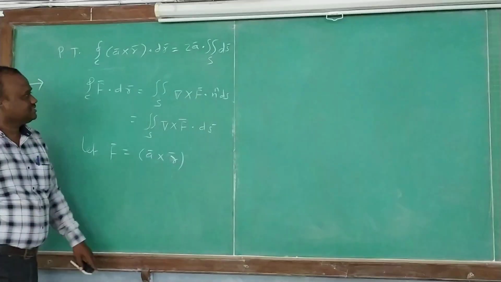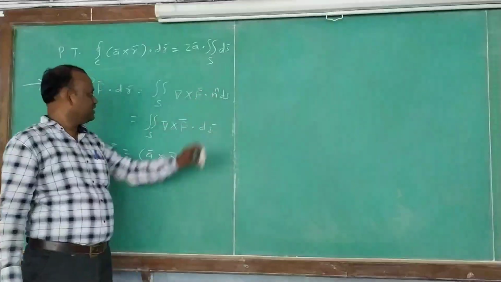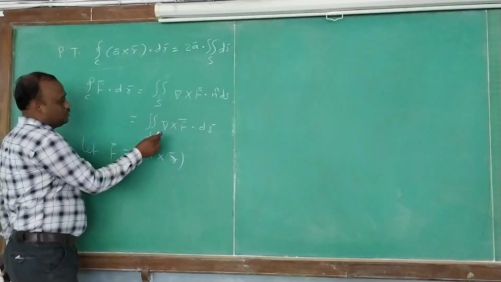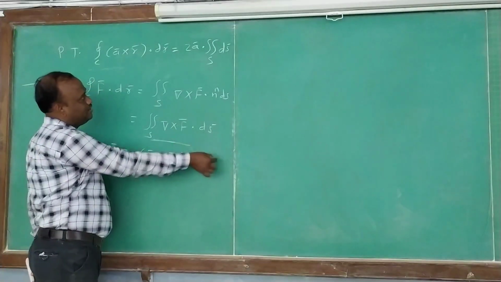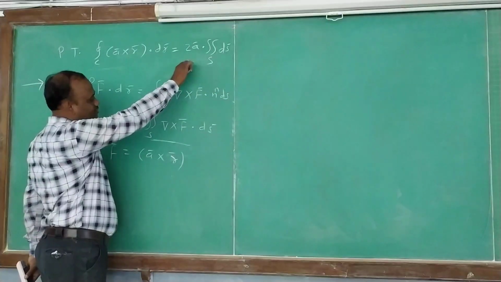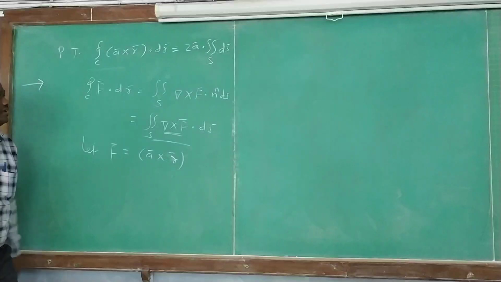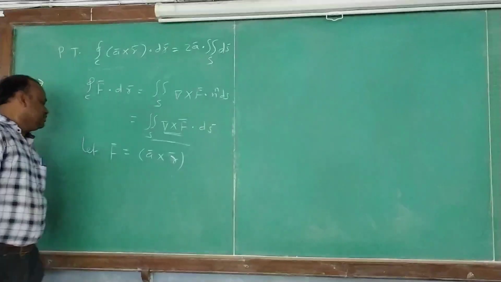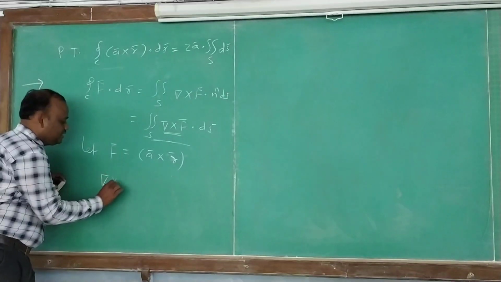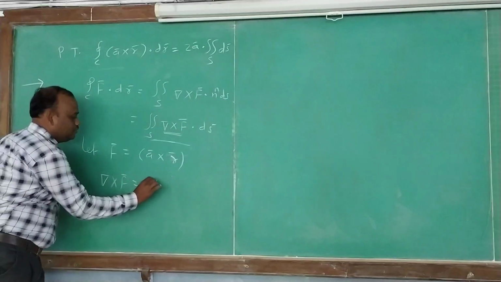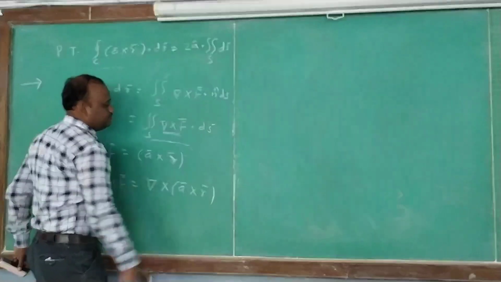And in the RHS, what we have to prove is 2a bar dot double integral over S of ds bar. So comparing this with double integral over S of del cross f bar dot ds bar, we only have to find del cross f bar. What we want is del cross f bar equal to 2a bar. So if f bar is equal to this, how do we find del cross f bar? Del cross f bar is equal to del cross a bar cross r bar.